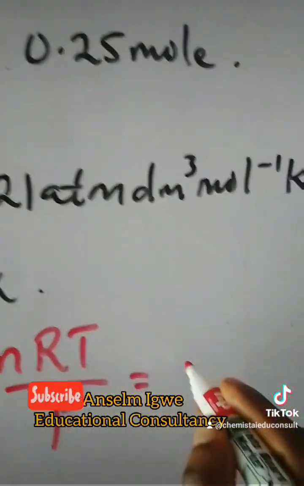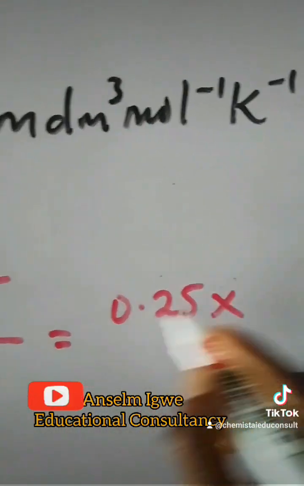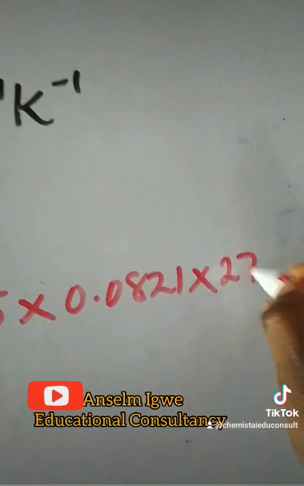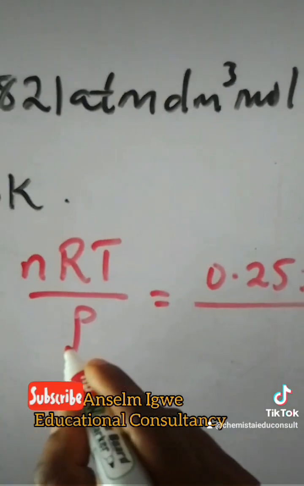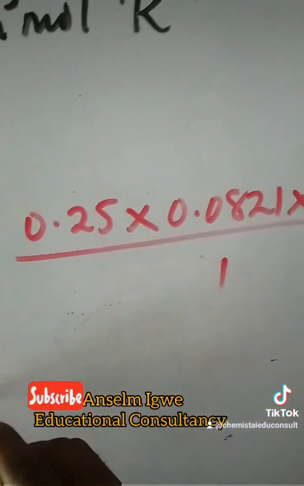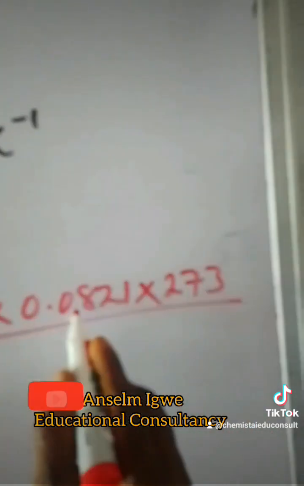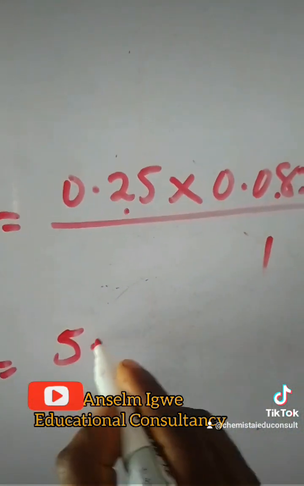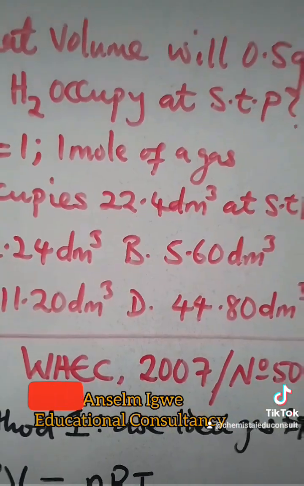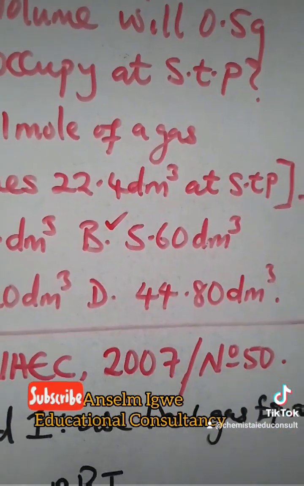The number of moles there is 0.25. The R there is 0.0821. T is 273, divided by pressure. Standard pressure is 1 atmosphere, so it's 1, everything divided by 1. If you multiply this times this times this, you are going to get 5.60. Since it is volume, that is dm cube. And if you check, you see that the answer is there.